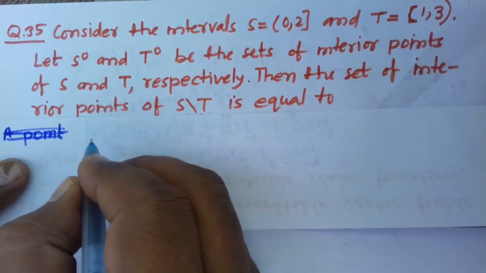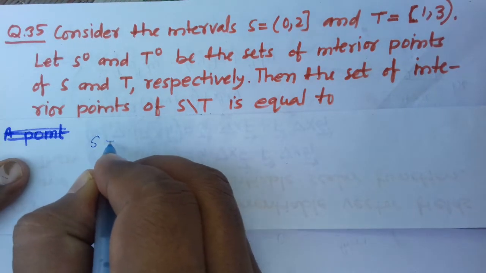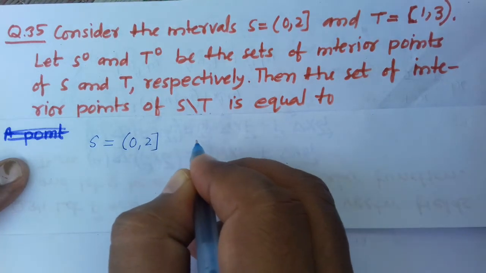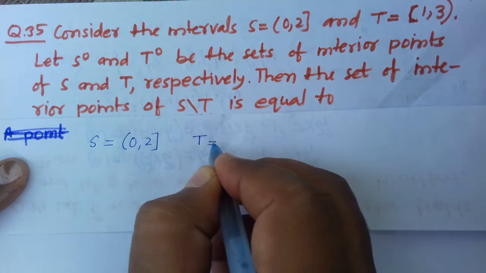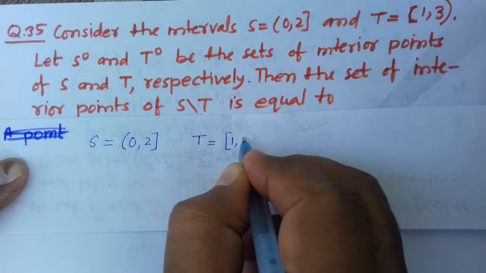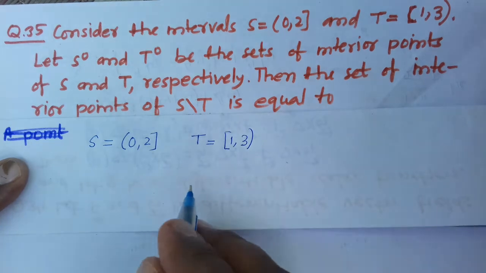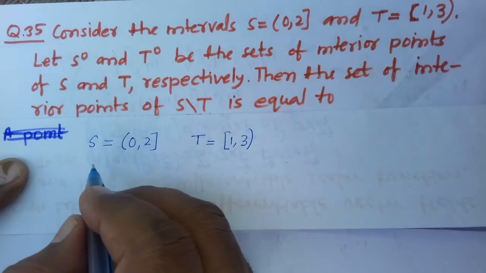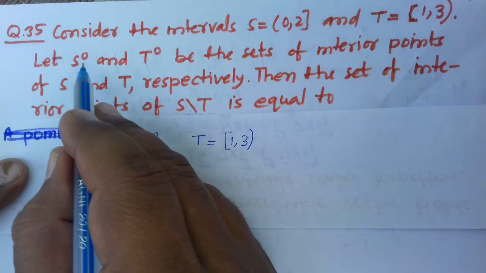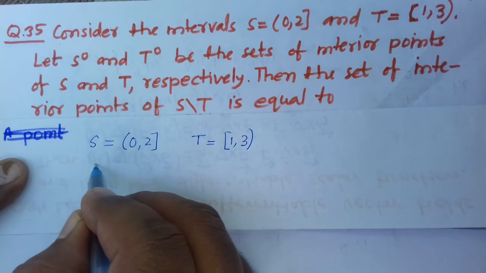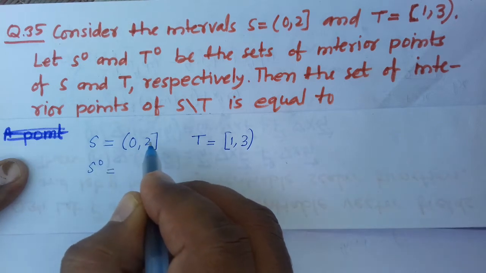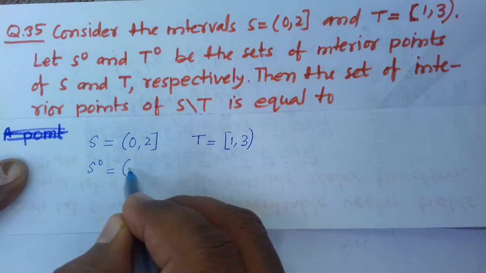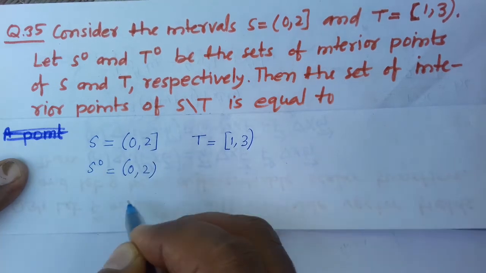Here you see S is open 0 to closed 2. T is closed 1, 3 open. In this interval, the elements belong to these sets. And here you see S degree. S degree is the set of interior points of this set. So the interior points of this set will be 0 to 2.